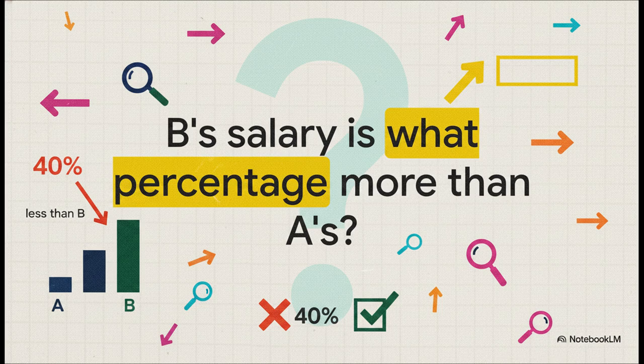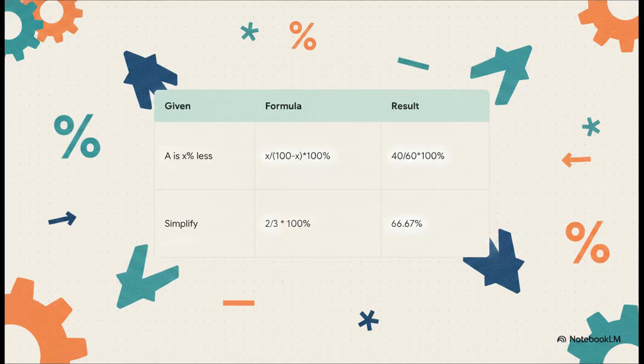A's salary is 40% less than B's. So B's salary is what percentage more than A's? Now, the most common, totally intuitive wrong answer is 40%. But think about it. If A is smaller by 40% of B's larger salary, then B is actually larger by a much higher percentage of A's smaller salary. Make sense?